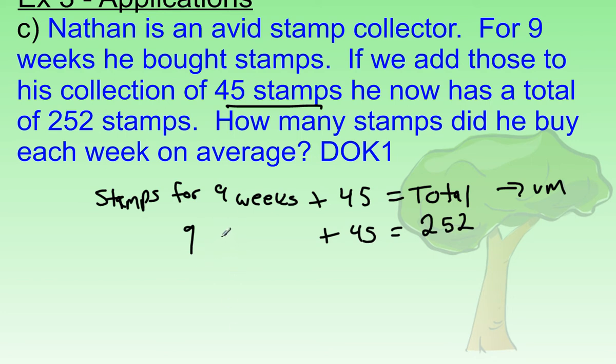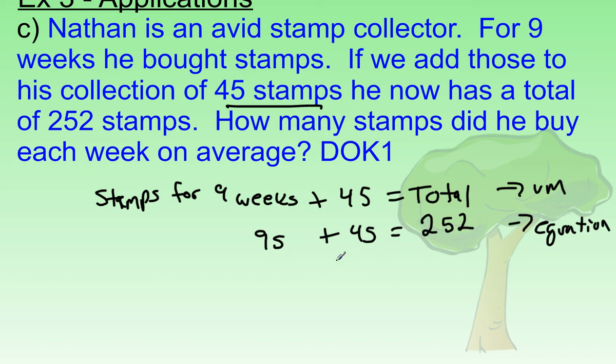So how many stamps, I'm hesitant about using an S for a variable. I'll use it. The problem is S's and 5s, at least for me, look very similar. So I know that's something I just have to watch out for. You could also use W for weeks or something like that. So 9 times how many he bought each week, how many stamps he got, plus 45 gives us our total of 252. There's our equation.